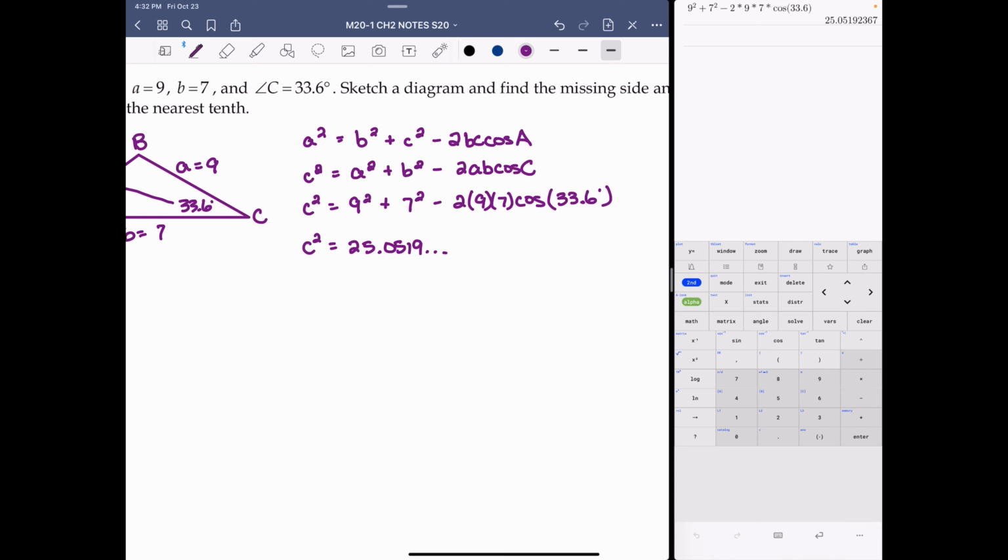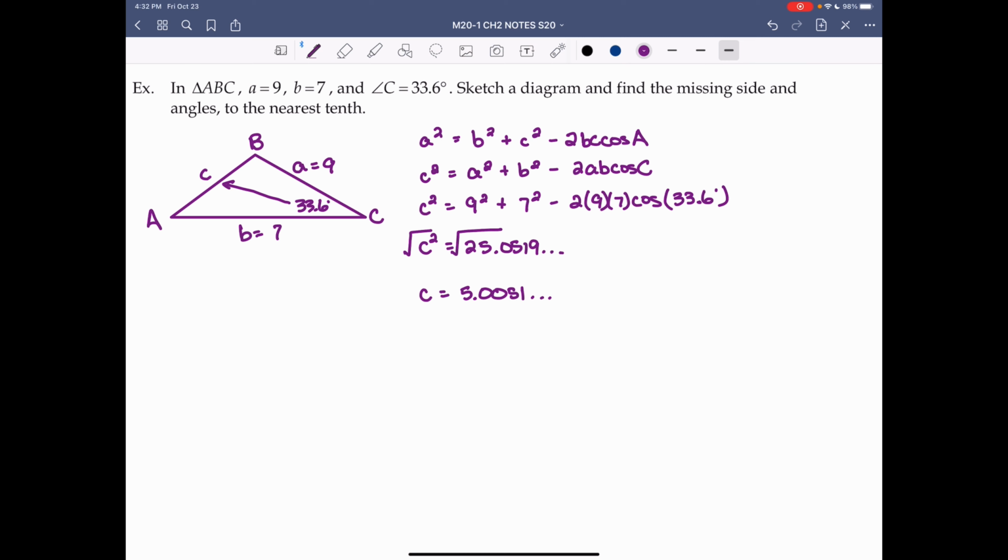25.0519... We don't want c squared, we want c. So we take the square root of both sides and we get c equals second square root, second answer, enter, 5.0051... We'll round to the nearest tenth, it says. So we get C equals 5.0.